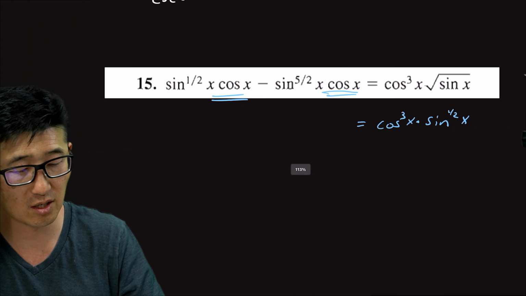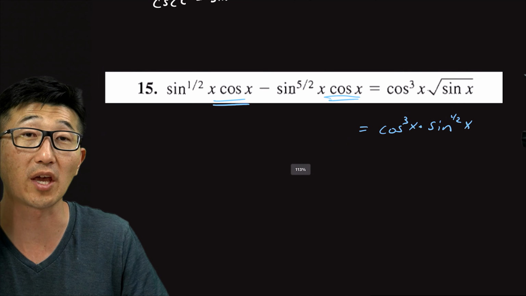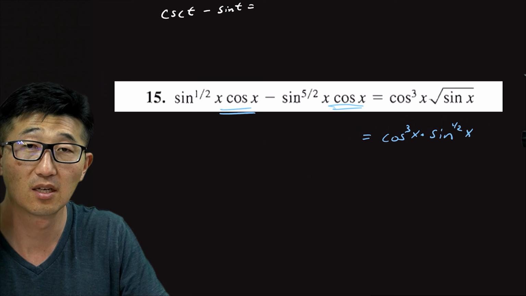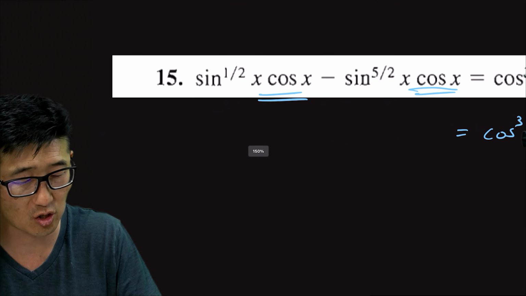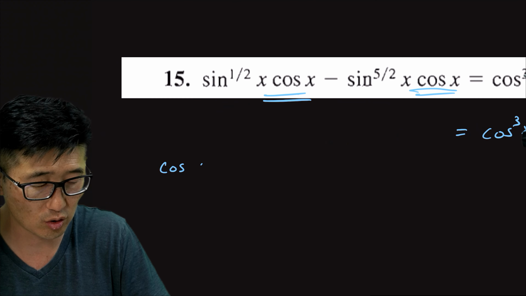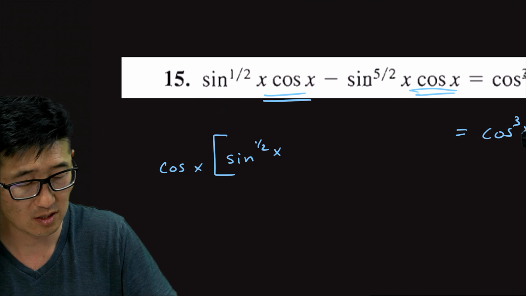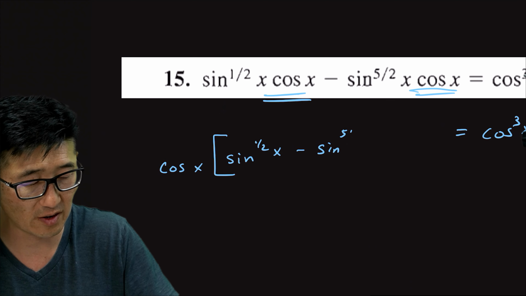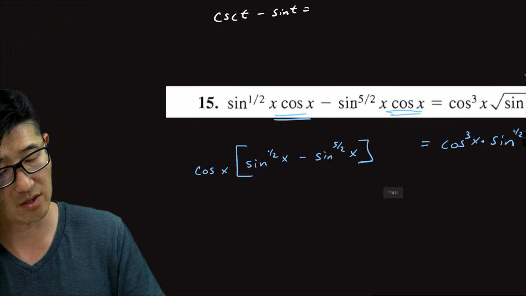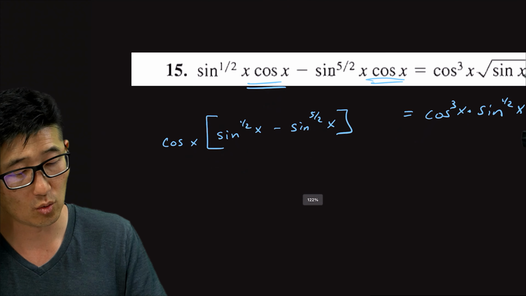So we're thinking, I don't even know where to start. So just do what you can do mathematically. In this case, you have common factors. So let's just factor out the cosine first. So cosine of x, and then this becomes sine 1/2 x minus sine 5/2 x.